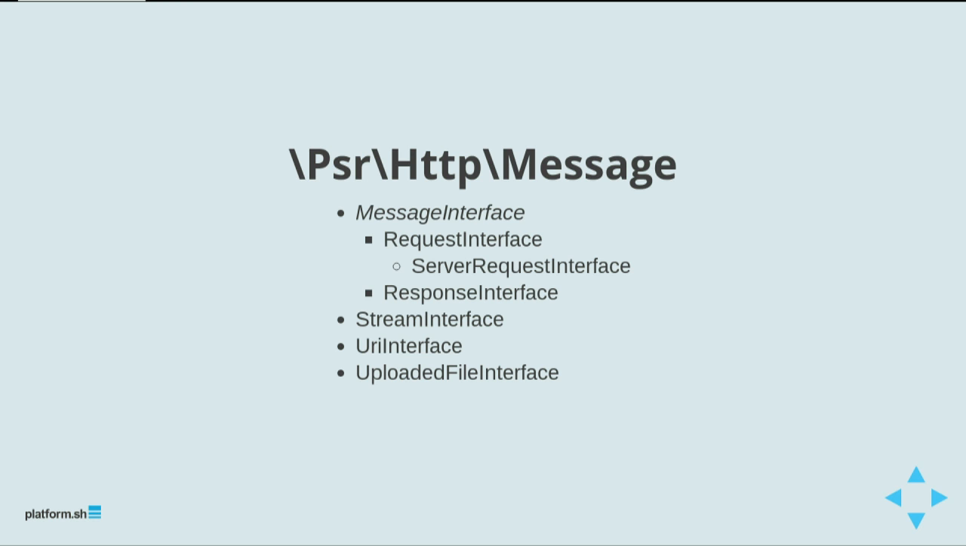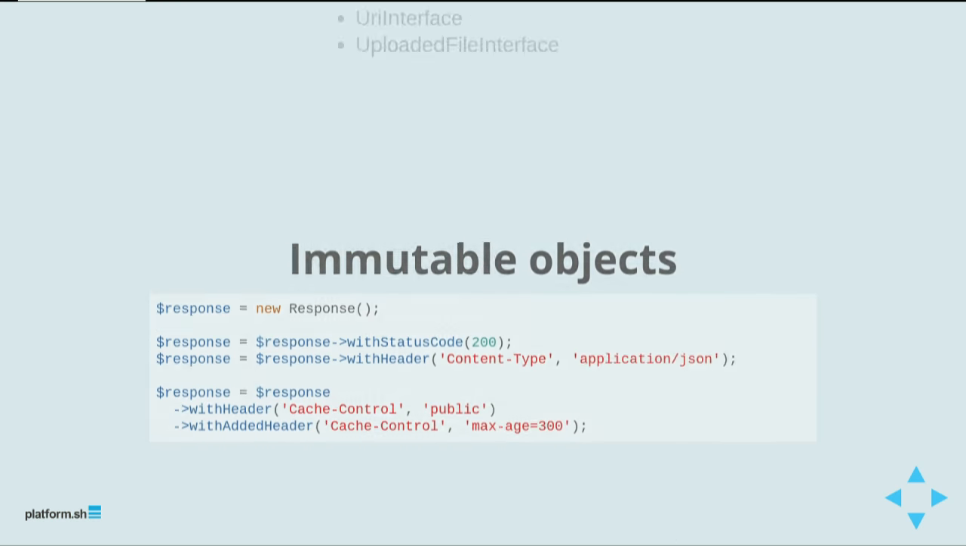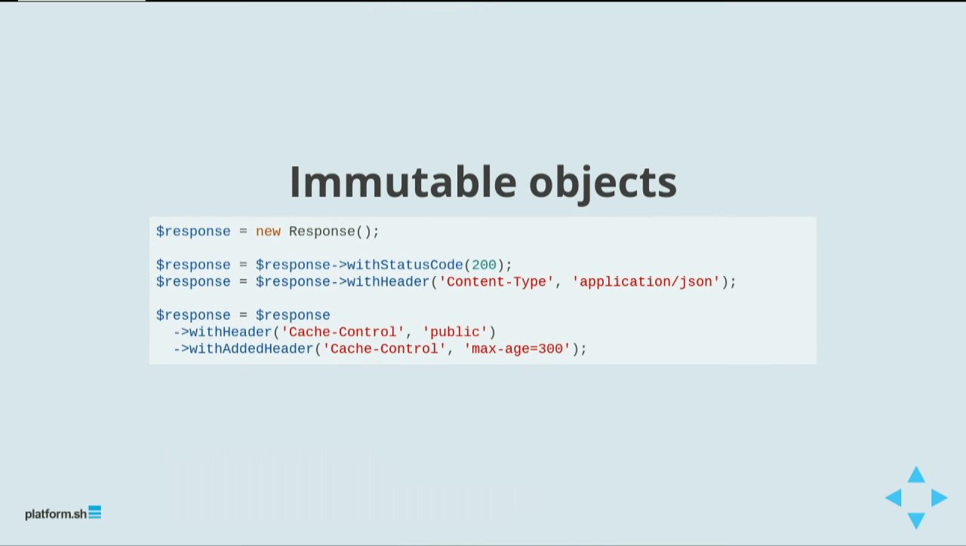Again, I'm just going to go over this at a very cursory level. All of these objects are designed to be immutable. So instead of editing them in place and passing them around, every change you make spawns a new object. If you have a response object and you want to set a status code on it, you get back a new object with that status code, which means you can chain it too. So add this header, add another cache control header, and so on. You keep getting back a new object each time.